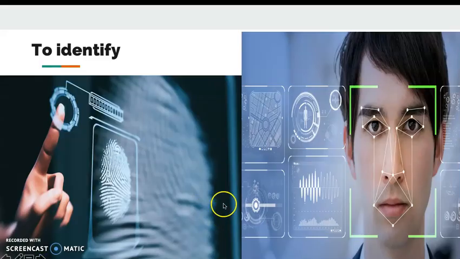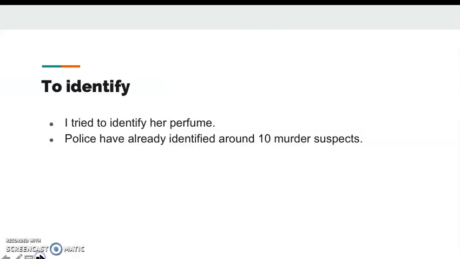To identify is the next word. By looking at these photos, you might understand the meaning of the verb identify. By using facial recognition technology, we can identify people's faces, identify who they are. I try to identify her perfume, for example, which means I try to understand what her perfume was, the name of the perfume. The police have already identified around 10 murder suspects. So police have already said these are the murderers, for example.